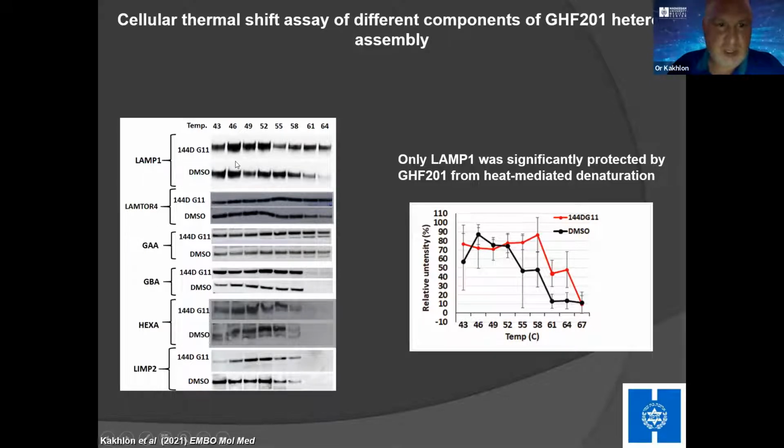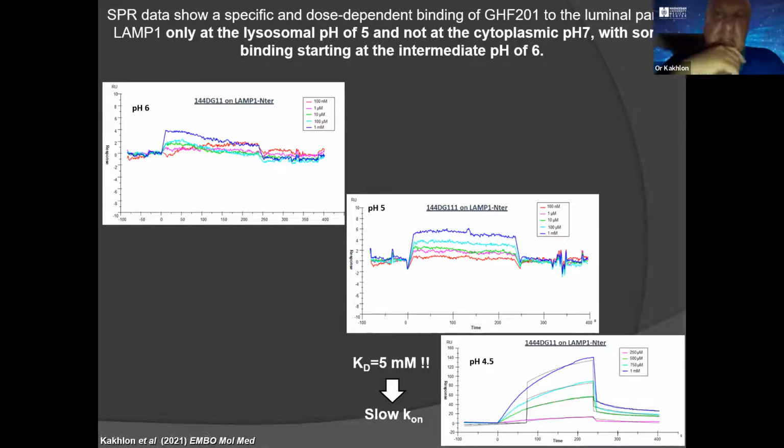So you can see that from all these proteins, only LAMP1, lysosomal associated membrane protein 1, a transmembrane protein on the lysosomal membrane, only this protein actually directly interacted with GHF201. This was quantified here. So we said, okay, we know now the target, and we excluded other candidates, but let's explore it more and show directly, in an accepted method, that LAMP1 interacts with GHF201, and we also know that it is a lysosomal protein.